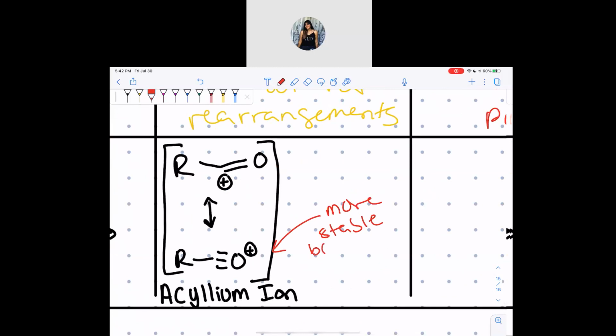because O holds charge better. So the oxygen is better at holding a charge than the carbon. That's just something you should know in case he asks you which resonance structure is more stable, then you know.